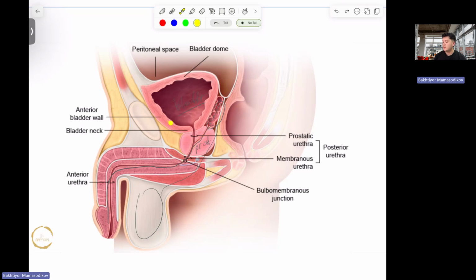Okay, this is the anterior bladder wall. As you can see, these are the walls of the bladder, which consist of smooth muscles. This is the anterior urethra, and this is the posterior urethra. This is the prostatic urethra, which crosses the prostate. This is the membranous urethra. This is the bulbomembranous junction. The bulbourethral gland also produces mucus that cleans the whole urethra, because the urethra is a place for both the urine and the sperm.